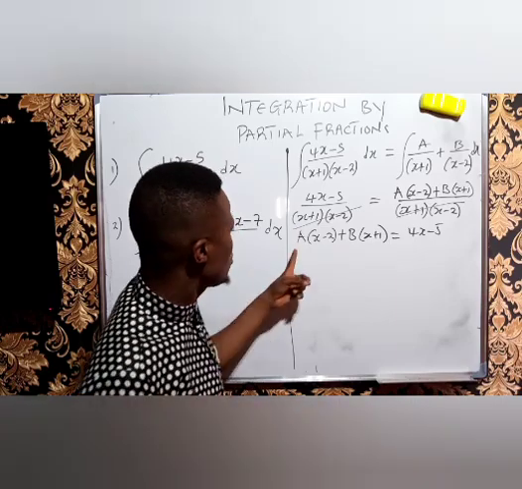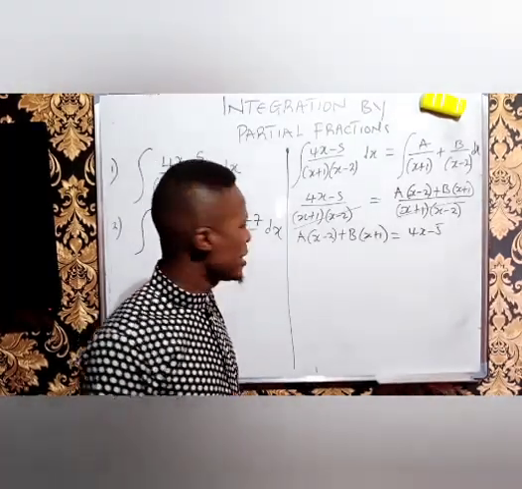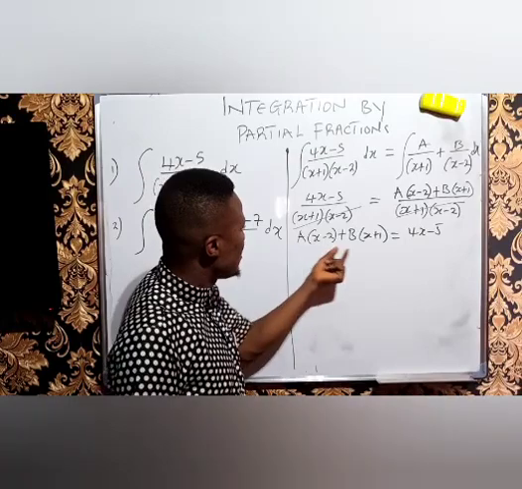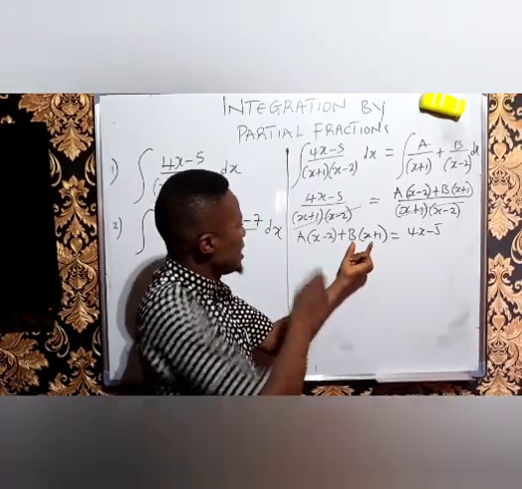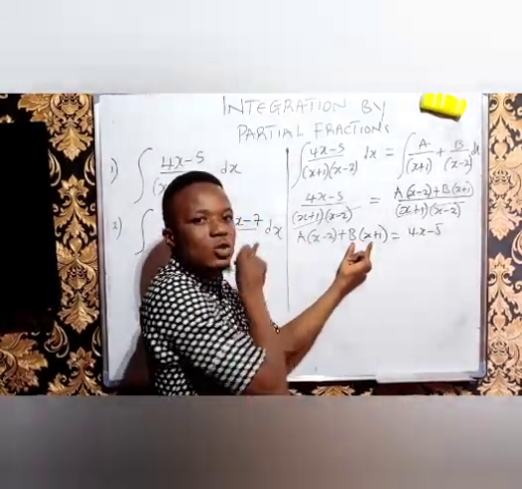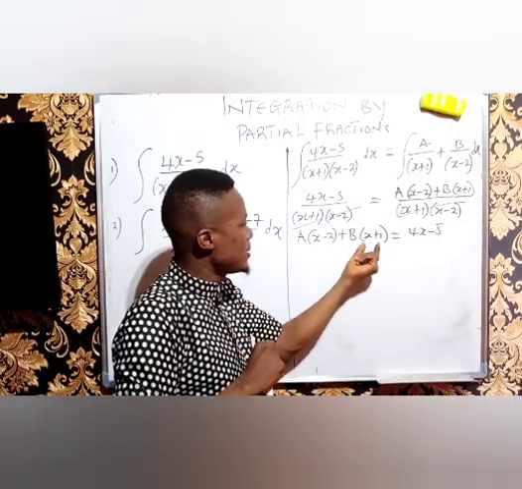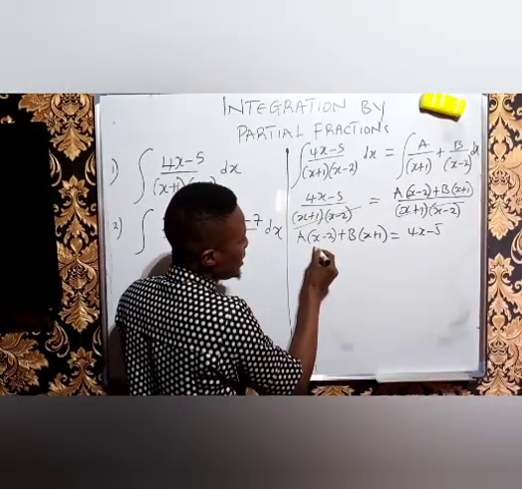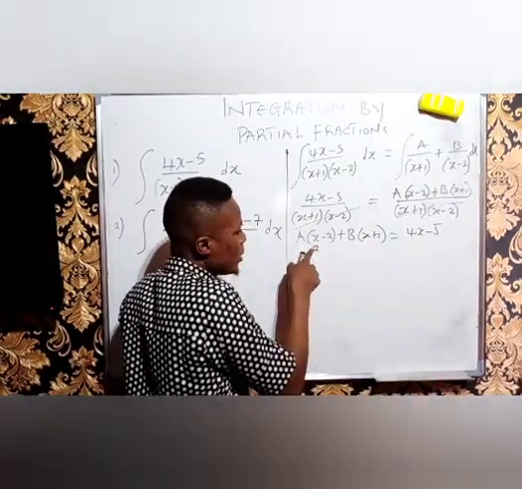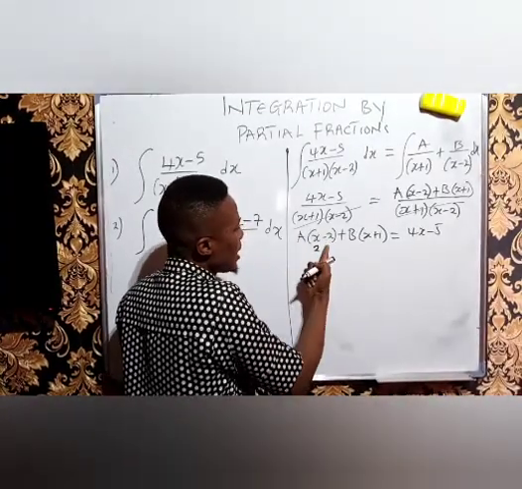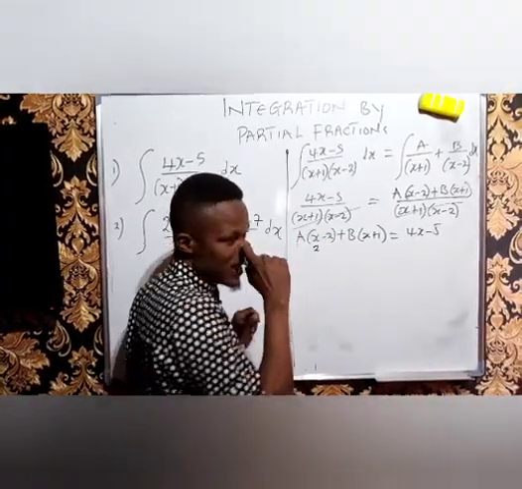Now, we cannot look for A and B at the same time. Therefore, if I want to get B first, I need to kill A. I need A to be equivalent to 0 so that I can get B. You see that if I plug in 2 for the value of x here, I'll have 2 minus 2, which is 0. And 0 times A, I will get 0.